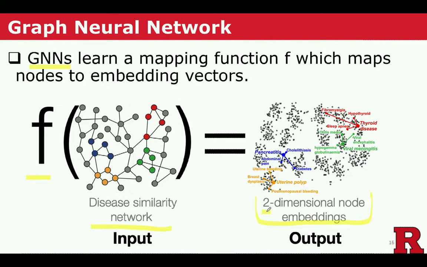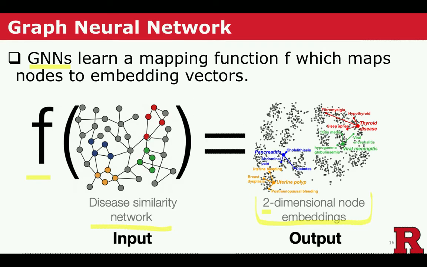For example, here, since the dimensionality is 2, we can simply visualize the nodes in the embedding space. Nodes with similar semantic information will be clustered together. Of course, we can use these node embeddings to perform clustering. We can also use those node embeddings to do node classification, link prediction, and so on.